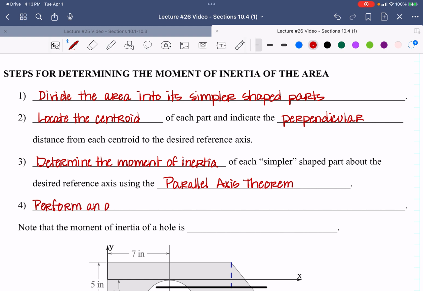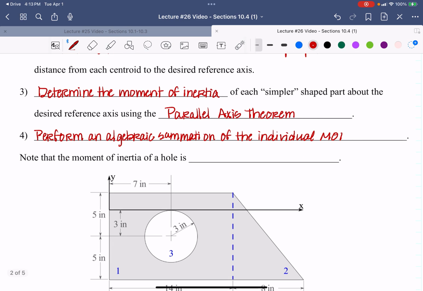An algebraic summation of the individual moments of inertia. And note that the moment of inertia of a hole is subtracted. It's negative. So when we do some of these shapes, you might end up subtracting pieces out, kind of like we did when we were calculating centroids. So let's look at some examples.